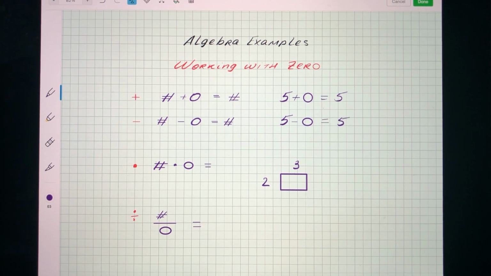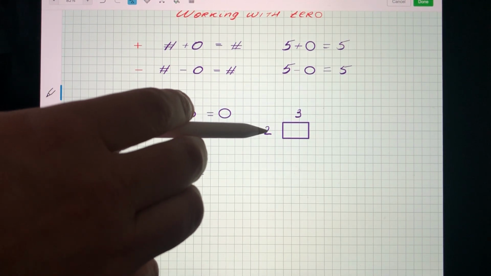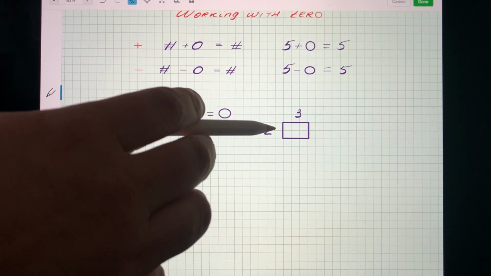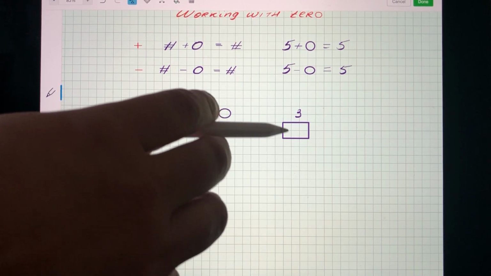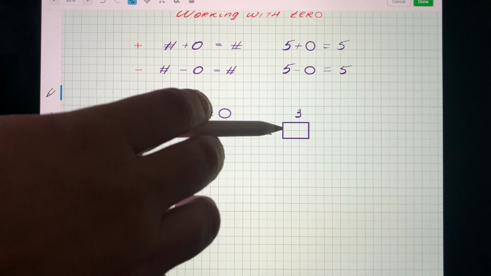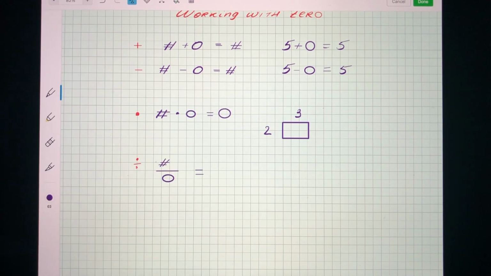Now let's do the multiplication. If we multiply any number by 0, that answer is 0. Why is that the case? Let's look at multiplication as multiplying rows by columns. Here we have 2 rows horizontal and 3 columns, and 2 by 3 is 6. We can count: we have 6 little squares inside our box. So 2 times 3 is 6.